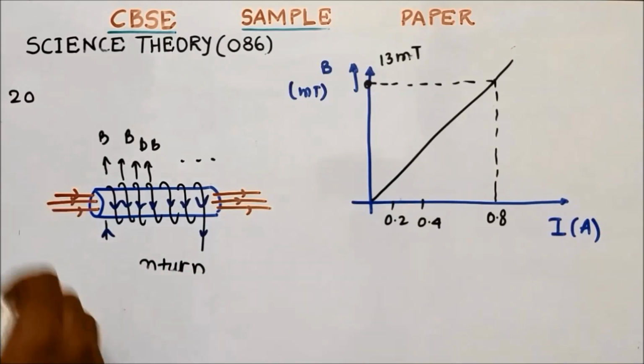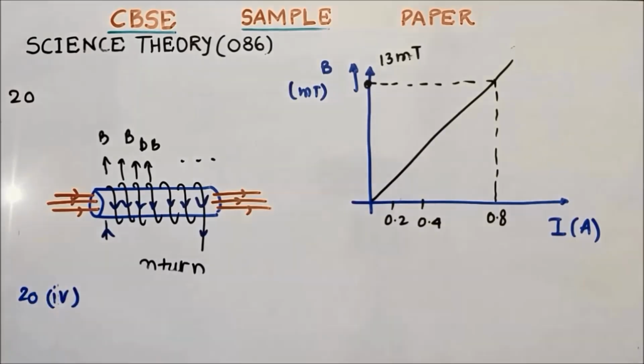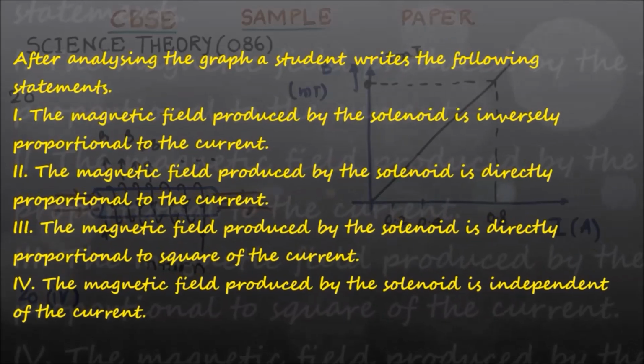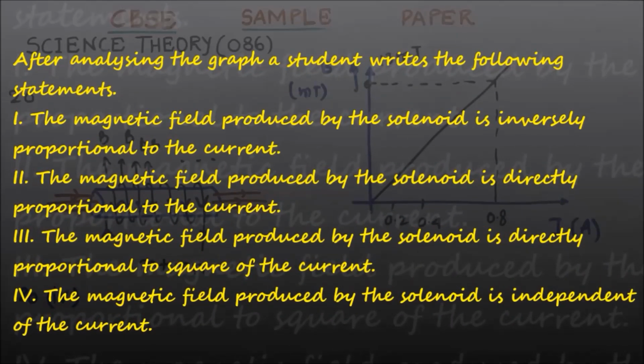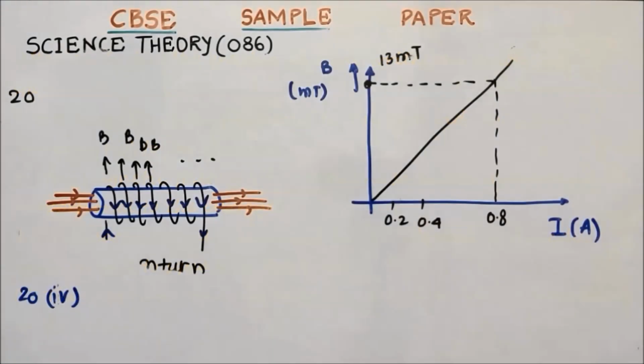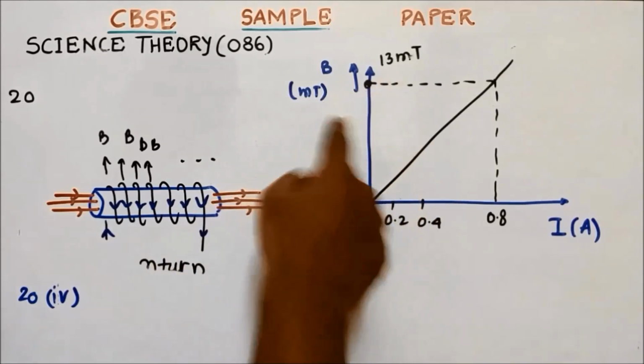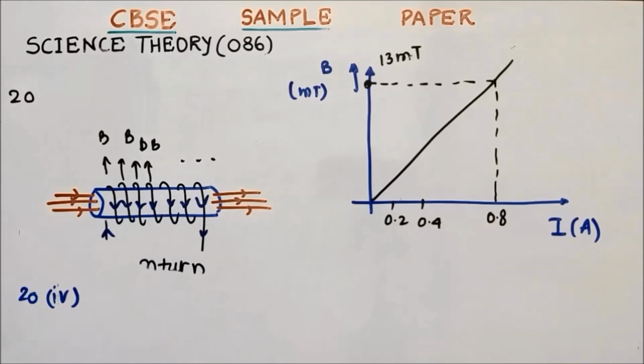24. After analyzing the graph, a student writes the following statements. Let's see what conclusion the student has made. First option, 1. The magnetic field produced by the solenoid is inversely proportional to current. See the graph? No, it is directly proportional. B is directly proportional to I. So 1 is not correct. So I'll write here just 1 and I'll cross mark.